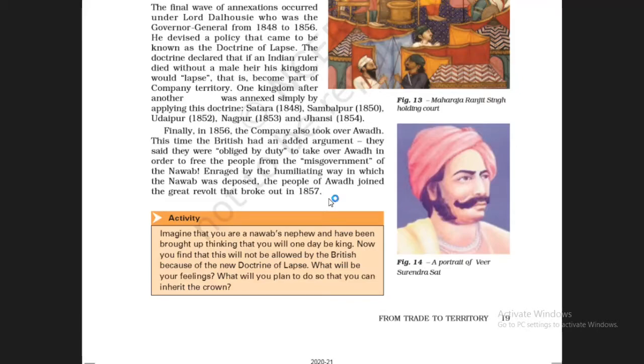The people of Awadh joined the Great Revolt. As a result of the Nawab being removed from office forcefully, the people of Awadh joined the Great Revolt, which took place in 1857.